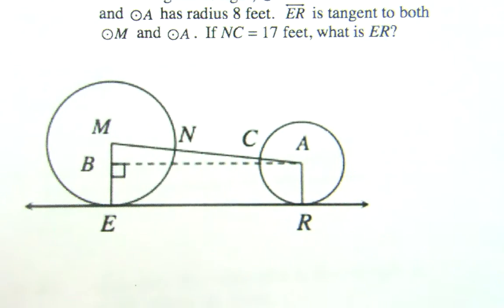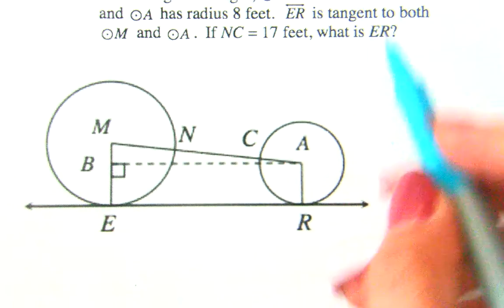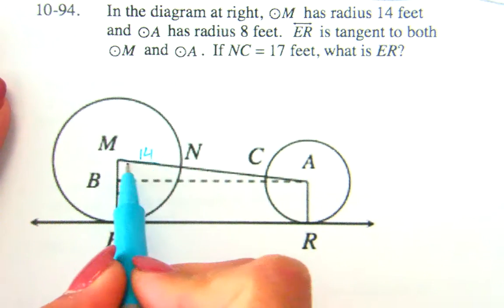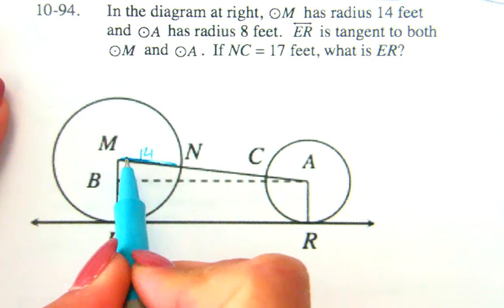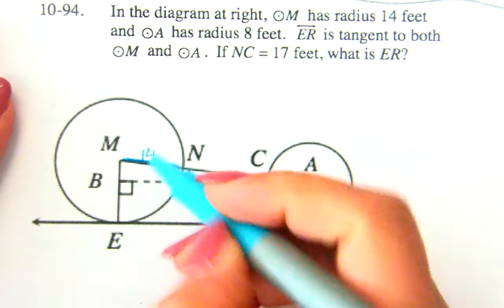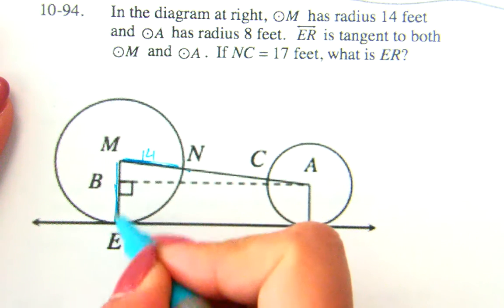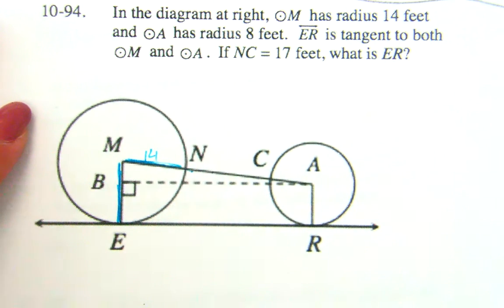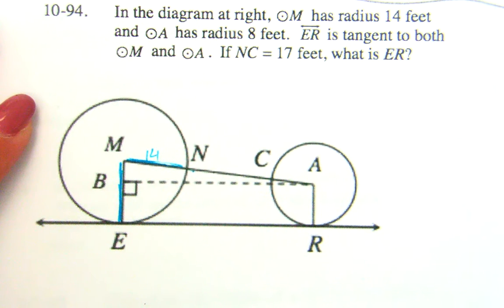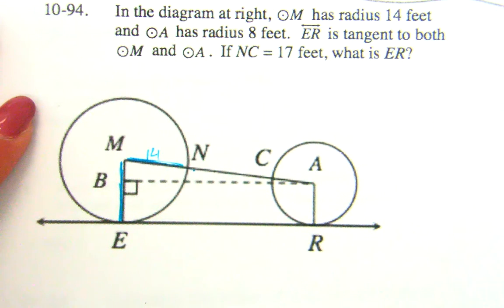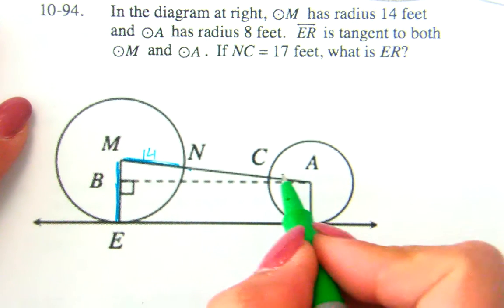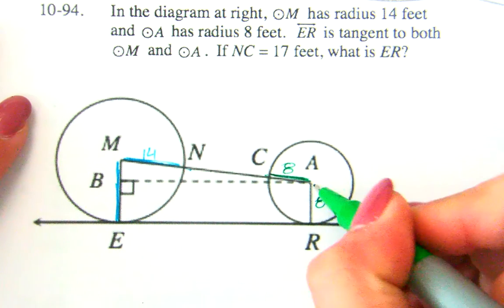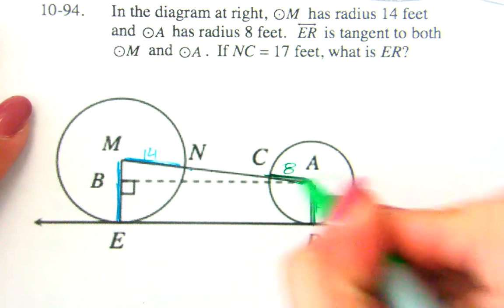So circle M has a radius of 14 feet. So from here to here, it's 14 feet. It's really 14 feet this way also, but I don't think that's going to matter right now. The other one's 8 feet. So circle A has 8 feet, technically, because they're both radii.